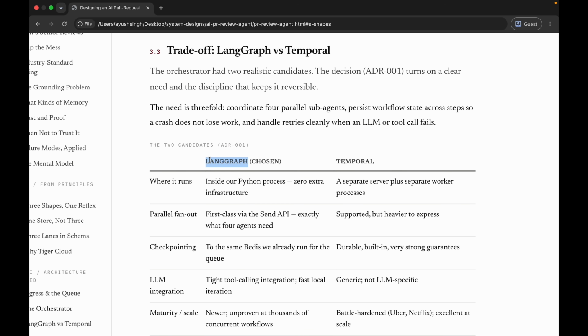If you want to checkpoint to the same Redis, basically we want to continue to keep on checkpointing. But Temporal actually has very strong guarantees built in for checkpointing, so that it can start where it failed. But with LangGraph, we want to checkpoint to the same Redis we already run for the queue. So we want to keep on checkpointing there itself.